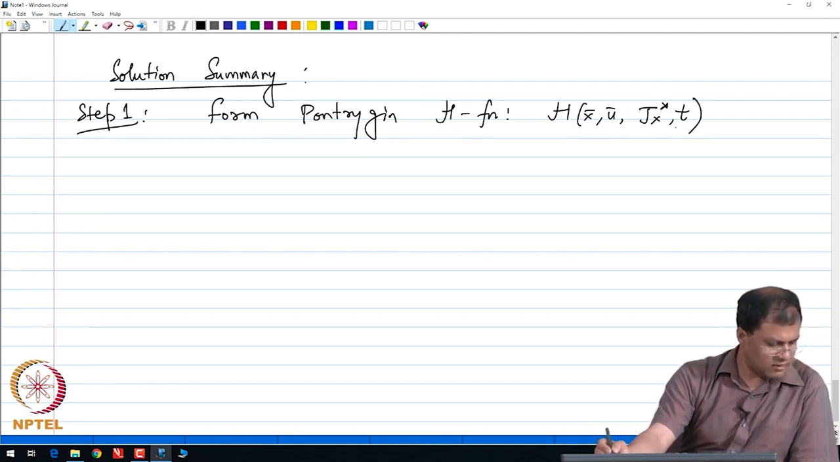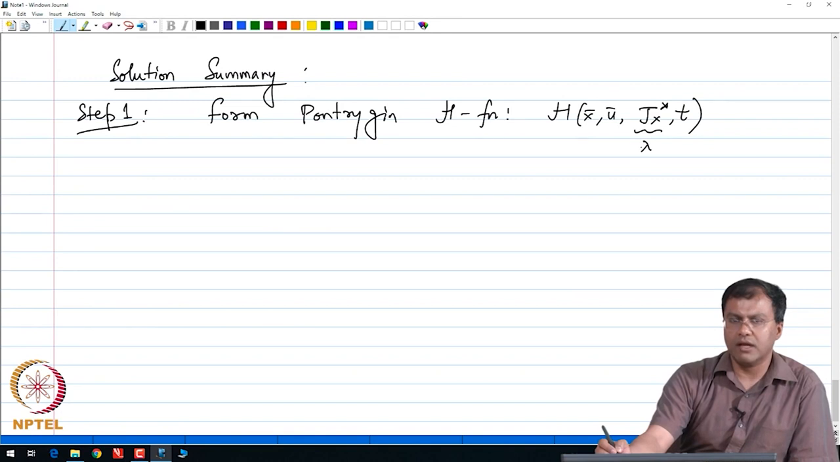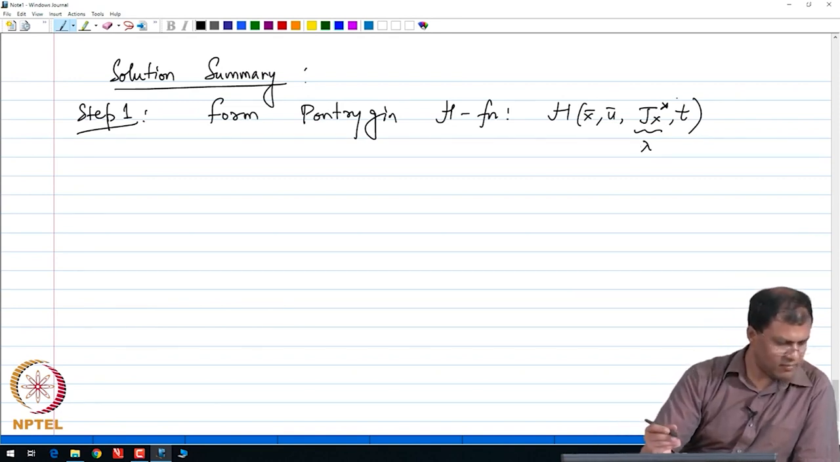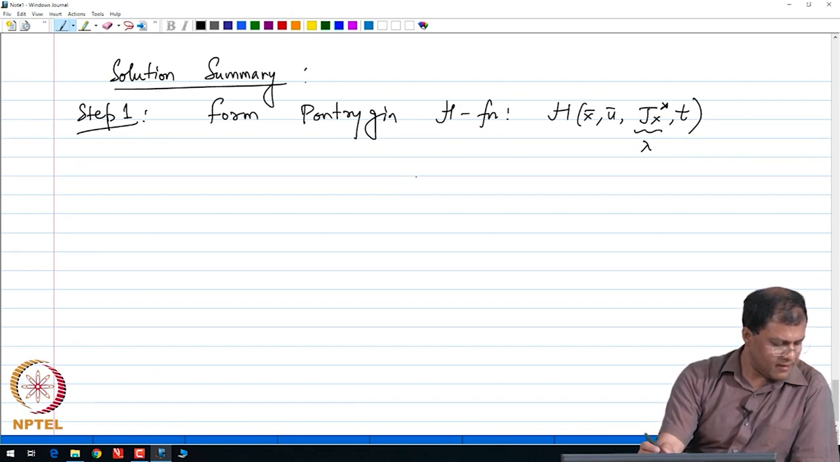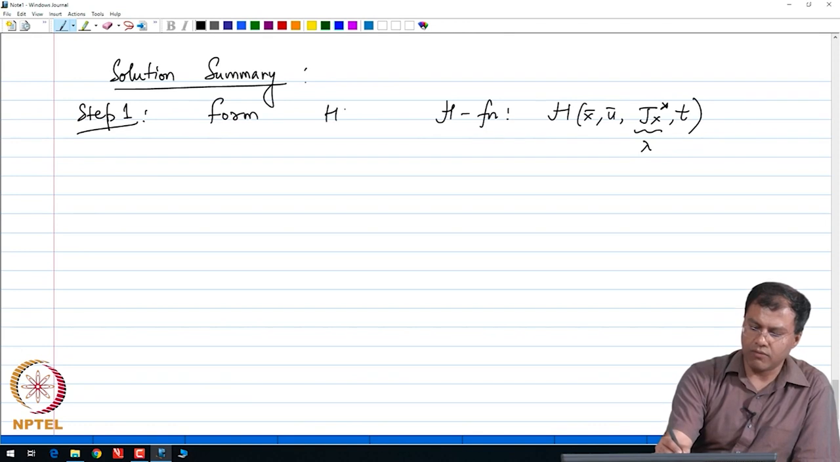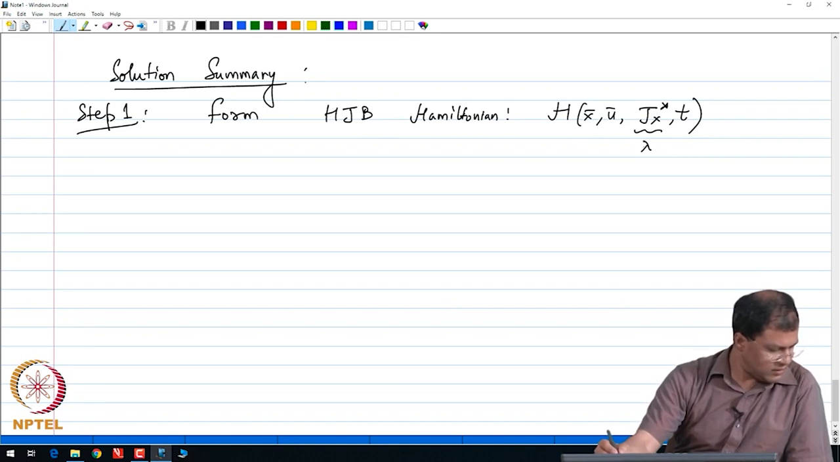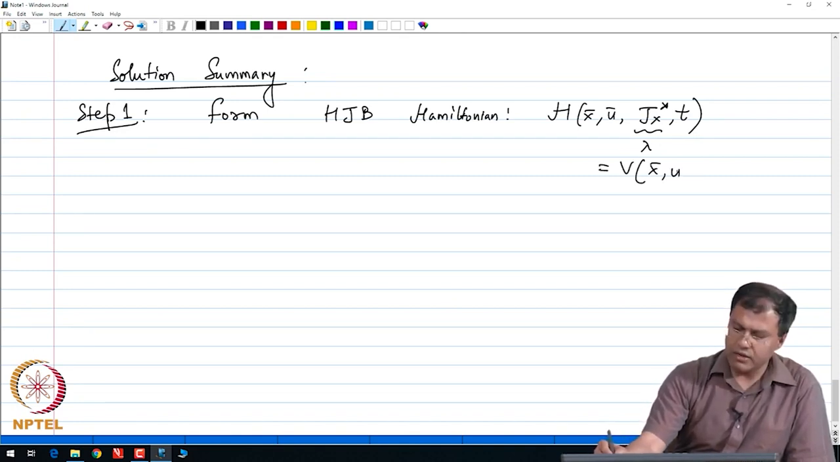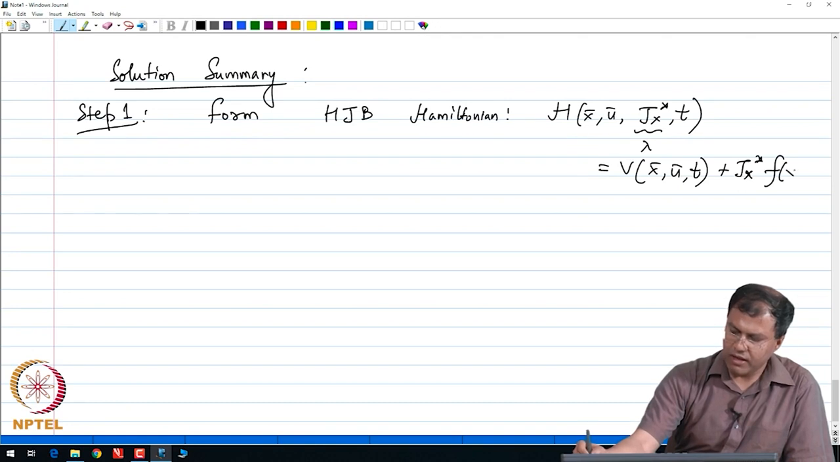So, our J star x plays the role of lambda or the Lagrange multiplier. So, well, I must say that this is our HJB, right. So this is our HJB Hamiltonian, form the HJB Hamiltonian, we are discussing the HJB setup. So form the HJB Hamiltonian, which is also equal to V of x bar, u bar, t plus J x star of f of x bar, u bar comma t.